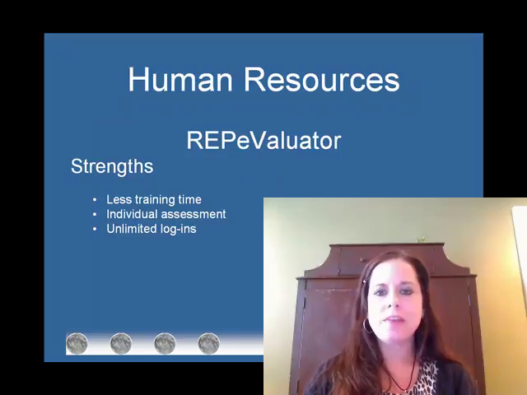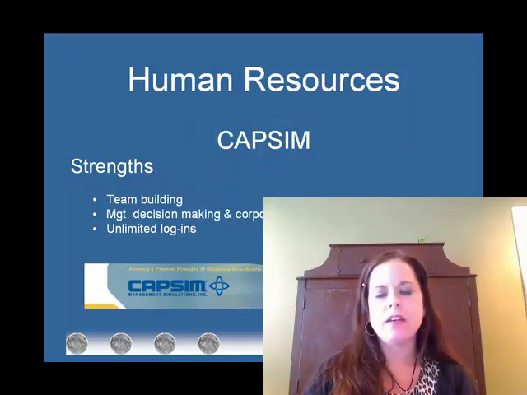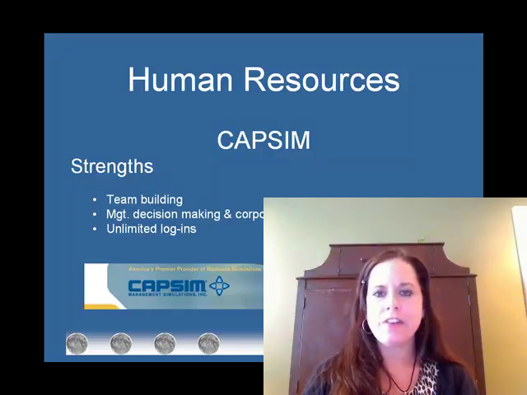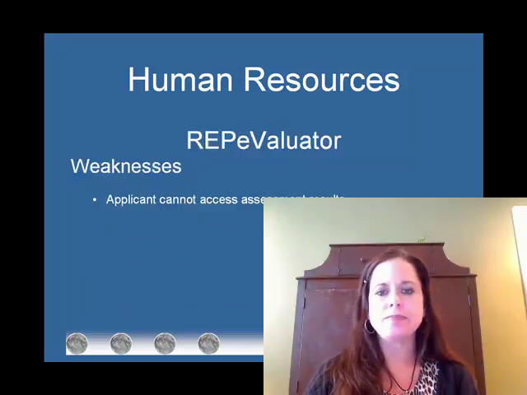The strengths of the REP Evaluator are that it involves less training time, it gives individual assessment, and there are unlimited logins. The strengths of the CAPSIM are that it promotes team building, and it promotes management decision making and corporate efficiency, and it also has unlimited logins.